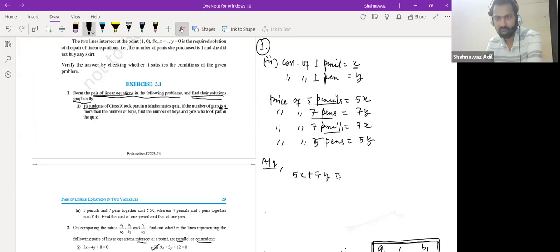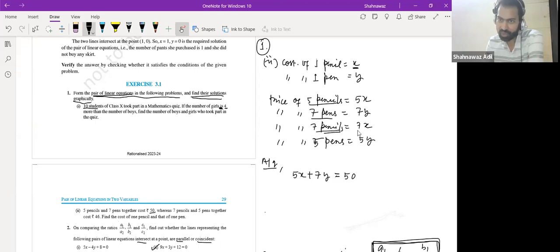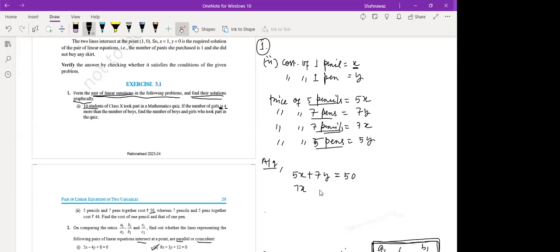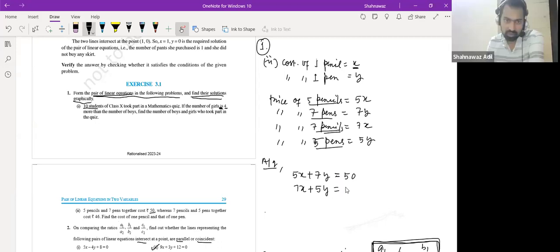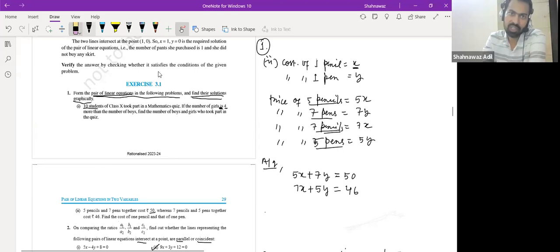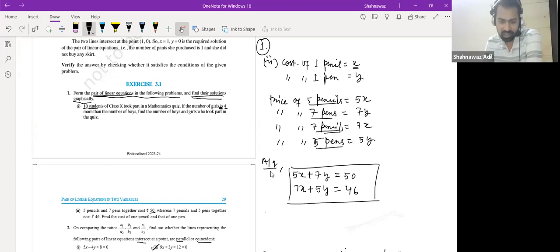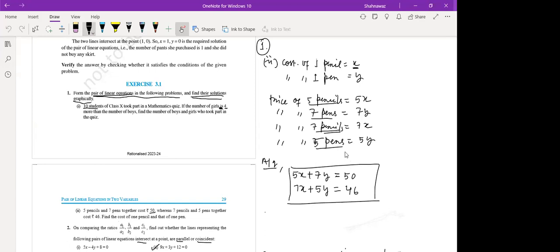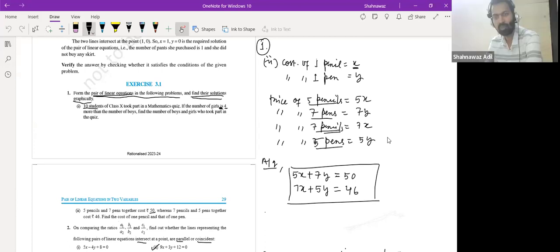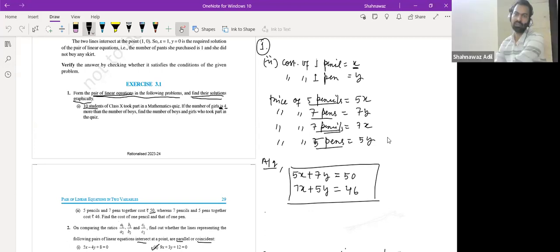Right, Rifa? So this is how much? This is 50, and the price of 7 pencils and 5 pens. So 7x plus 5y. This is what? So this is 40. Understood? Yes. So these are the two desired equations, and then we draw the graphs and find the solution. So please calculate all these points, and then draw the graph, and see whether you get the solution or not. Understood?